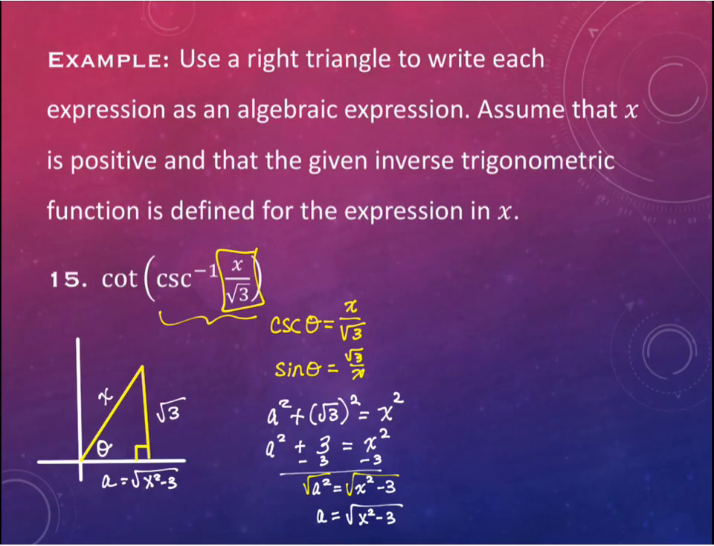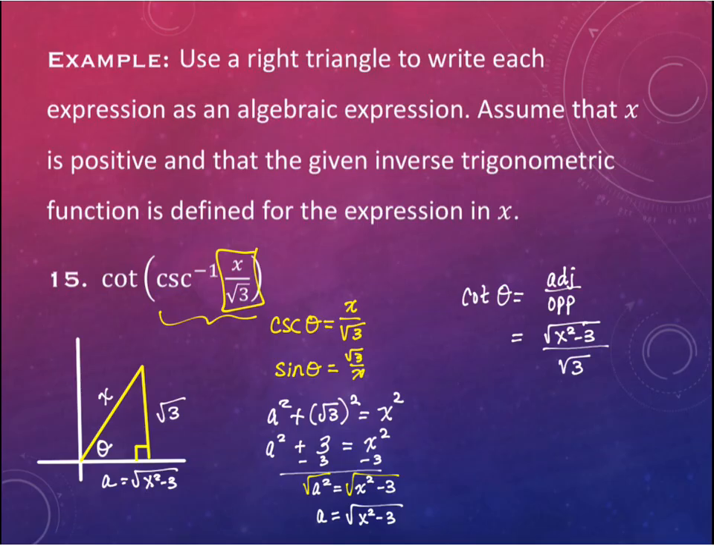Once I have all 3 sides of my triangle completed, I'm ready to move to the outside of the parentheses. And the outside of the parentheses says that I'm supposed to be finding cotangent. What is cotangent of theta? Good. It's adjacent over opposite. What is my adjacent? Square root of x squared minus 3. And what is the opposite? Square root of 3.